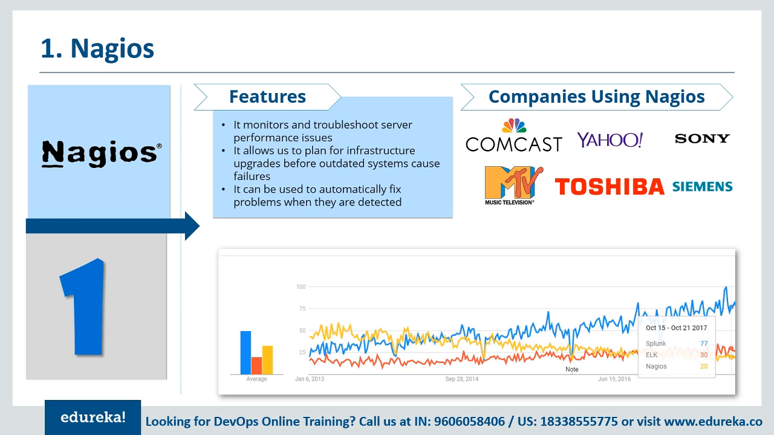The companies using Nagios, almost every company is using Nagios, but we can refer to Comcast, Yahoo, Sony, MTV, Toshiba, and Siemens. These are all using Nagios as one of the most popular tools available for continuous monitoring.